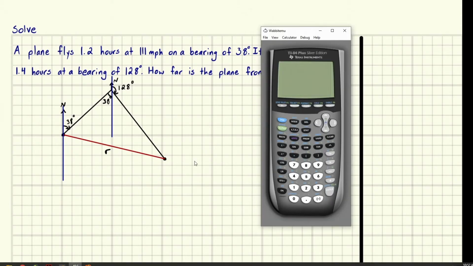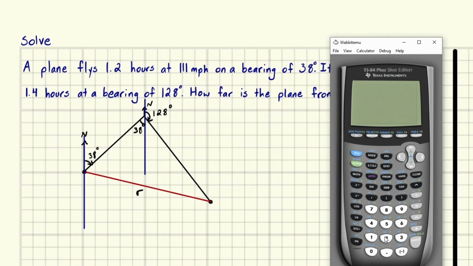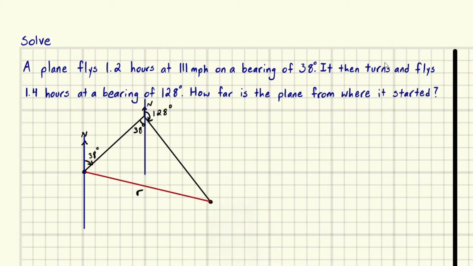So I'm going to grab a calculator. I'm going to do 180 minus 128. And we get 52. So we got 52 here. So this is 52 degrees.